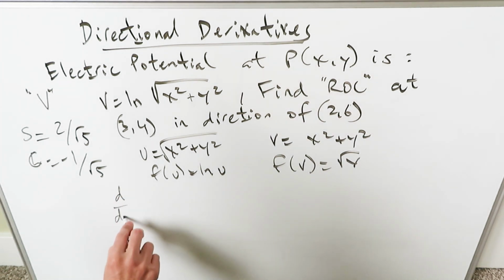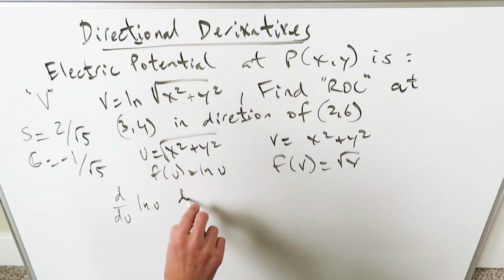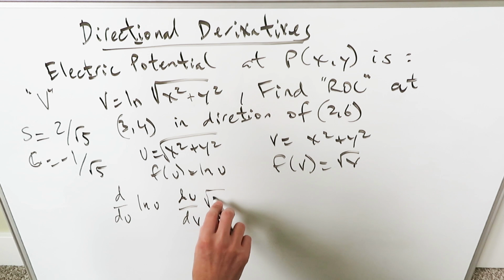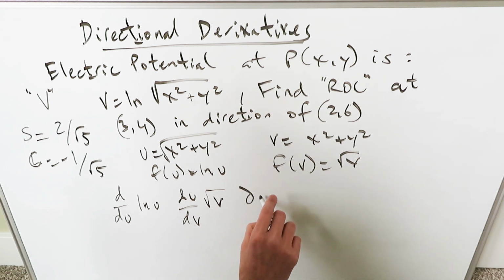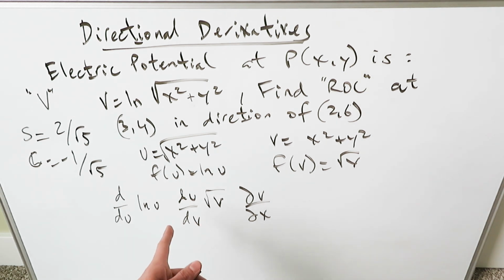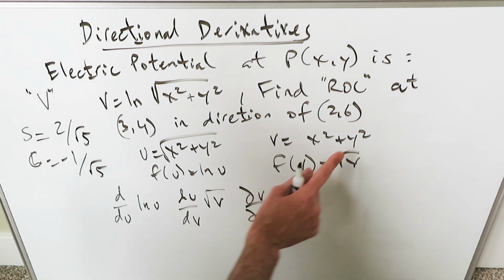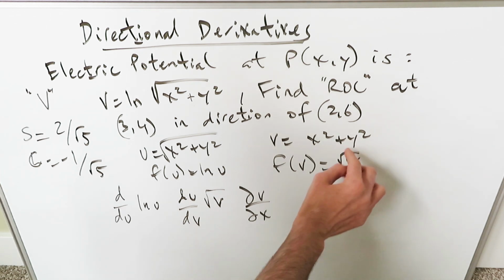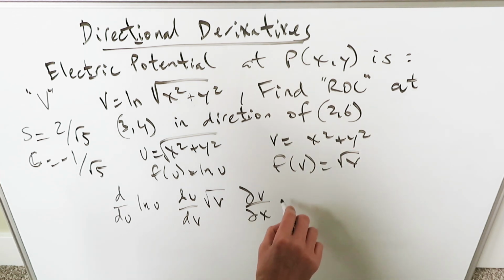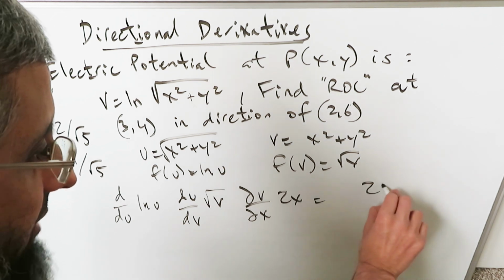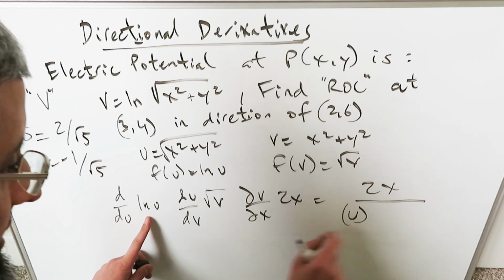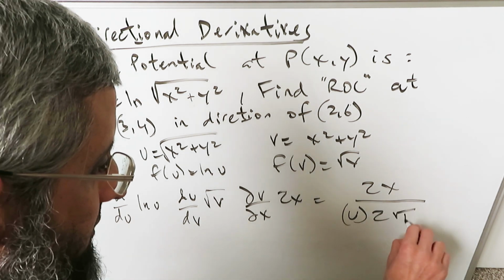I'll do d over du of ln u. Then I'll do du over dv. This right here is a u, and I'll have here a root v. Now do the partial derivative of v with respect to x, because now I'm focusing on the x, as we have to do the y as well. When I'm looking at this x squared plus y squared, if I do the partial derivative calculation, the y becomes a constant, it goes away. The partial derivative of x squared is 2x. I bring everything in. I have a 2x. The derivative of ln u is 1 over u, which is this. The derivative of root v is 1 over 2 root v.